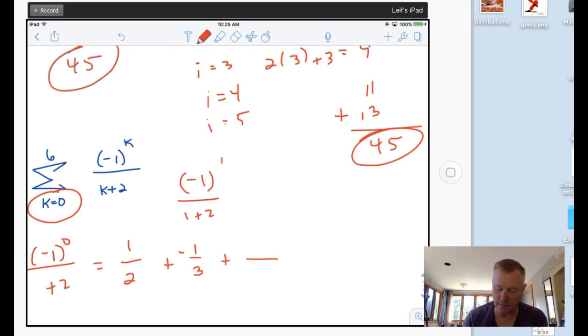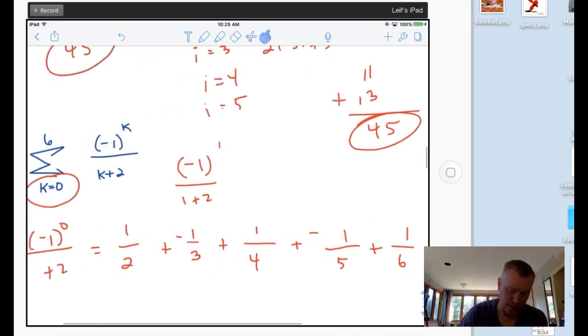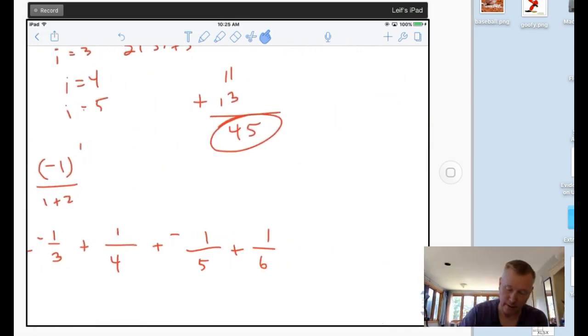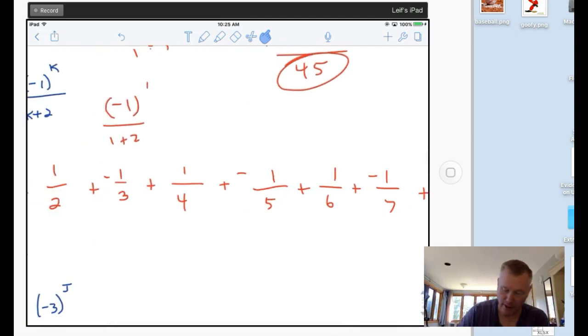So this goes positive, negative, positive, negative. Numerator stays at 1. Denominator goes up by 1, which will give me 4, 5, 6. The question is, where does it stop? If I go up to 6, plug in 6 to the denominator, I get up to 8. So it's like this, and remember it goes positive, negative, and then you're going to add all those up.